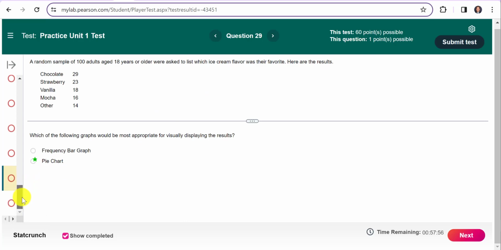And let's see here. Second last one. A random sample of 100 adults, age 18 years or older, was asked their favorite ice cream. So there's all their selections. What would be the best? So we want to say, how does chocolate compare to everybody, right? So that's a pie chart. If I was only curious about how does chocolate compare to strawberry and strawberry to vanilla, then a bar chart would be better. But if you want to say what's the overall comparison, a pie chart is better.